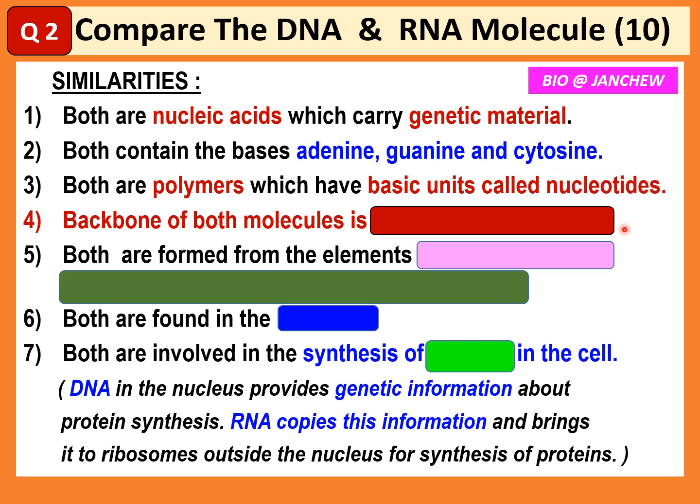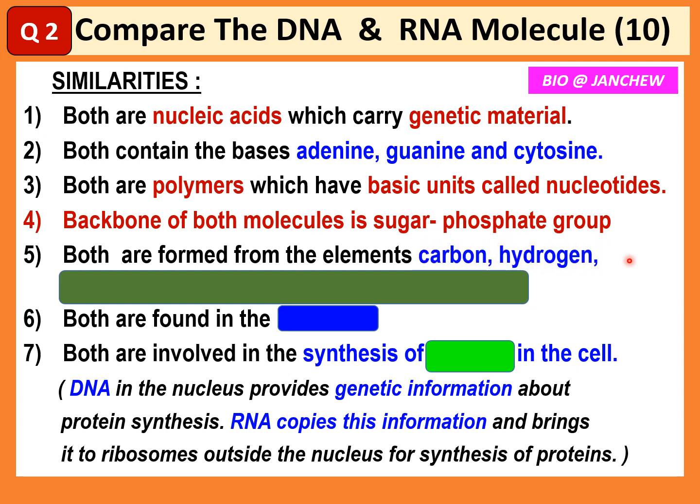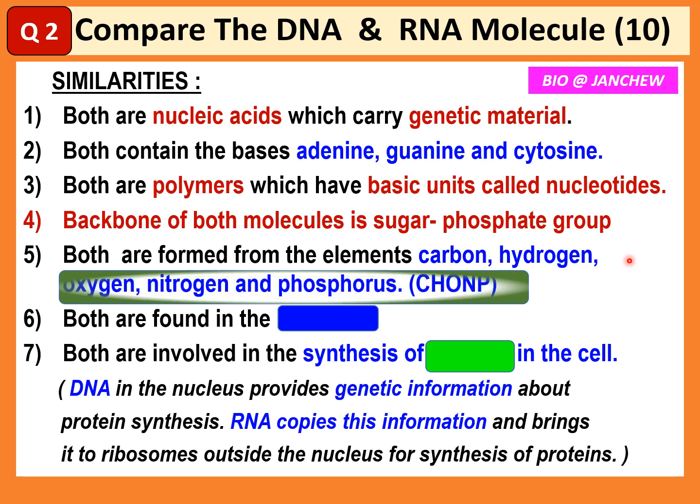nucleotides. Now the backbone of both molecules is, what two components of the nucleotides form the backbone of the RNA and DNA molecule? The sugar phosphate group. Good. Now both are formed from the elements. There are 5 elements that form the DNA and RNA molecule. And the short form is CHOMP. Remember CHOMP? C for carbon, H for hydrogen. Then we have O, N, and P. Oxygen, nitrogen, and phosphorus. CHOMP.